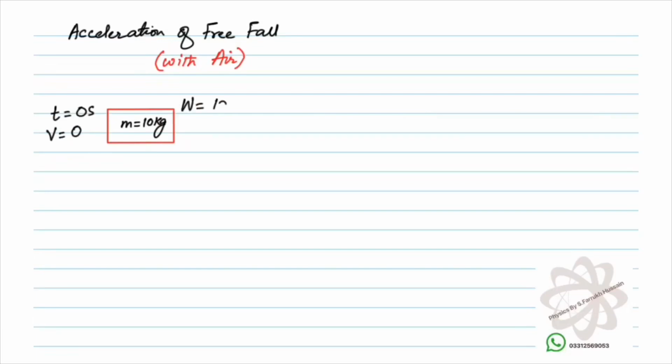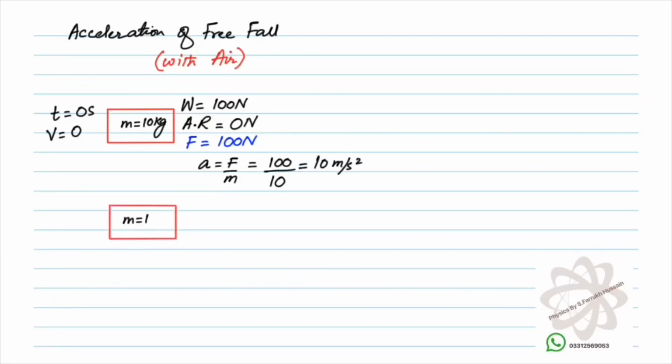Acceleration of free fall in the presence of air, which means air resistance will now affect the motion. The initial condition is the same because when the object is not moving, there is no air resistance acting on it, so the resultant force is the same and acceleration is 10 meters per second square. After the first second of fall, it will gain about 10 meters per second of velocity, and since there is an increase in velocity, there will be an increase in air resistance as well.